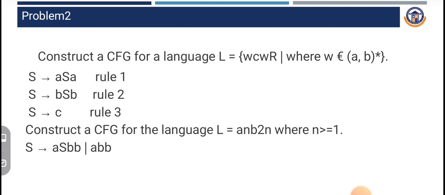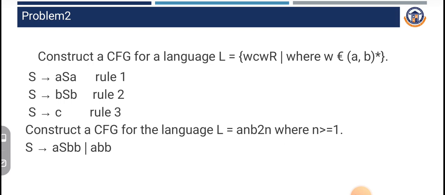So here the starting symbol of the grammar is S. S tends to A S A. Because of that, the first letter before the constant value will appear again in the same way after it. Here we are using 2 different input symbols, A and B. So S tends to A S A or S tends to B S B. Otherwise, the constant value we can represent as C. So S tends to C in the middle. That's why we are mentioning that.